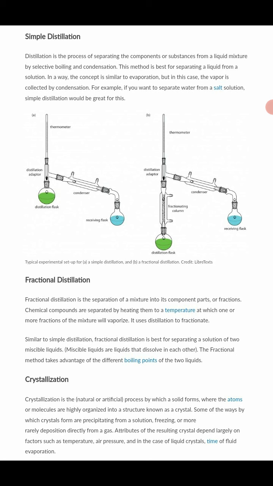Let's take note of these differences in the definitions of these separation techniques. In a way, the concept is similar to evaporation, but in this case, the vapor is collected by condensation. For evaporation, the vapor disappears into the atmosphere, but in the case of a simple distillation, the vapor is collected by condensation. For example, if you want to separate water from a salt solution, simple distillation would be great for this.